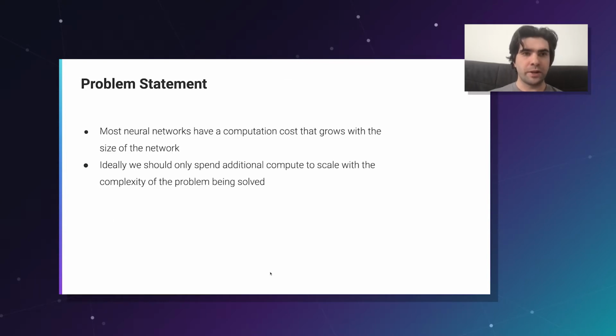So yeah, so just overall, our problem statement: most neural networks have computation cost that grows with the size of the network. Ideally, we should only spend additional compute to scale with the complexity of the problem being solved, rather than the size of our input. And this is something that, as we'll see, PonderNet is able to achieve.